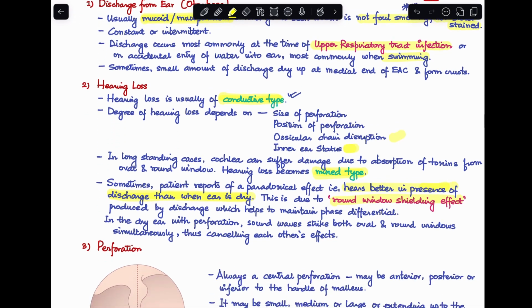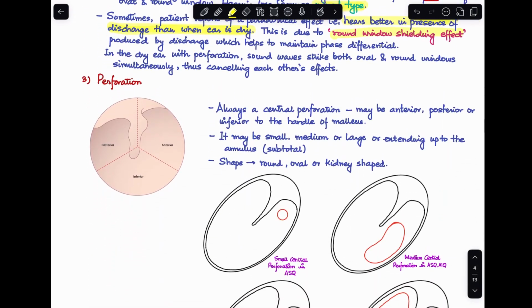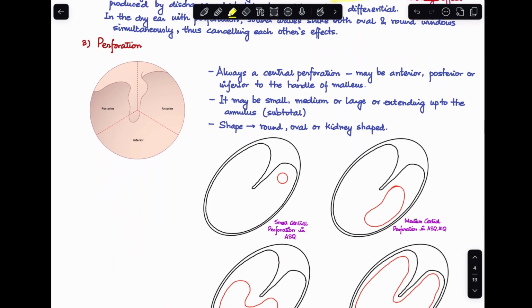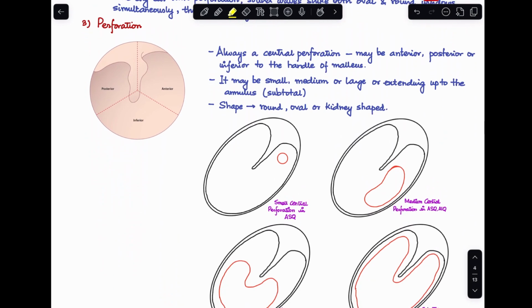Next is perforation. Now we have to understand what kind of perforations we can see. The perforation in this mucosal type is always a central perforation, and the position of it is either anterior, posterior or inferior to the handle of malleus. You see in the image over here, this is the handle of malleus. It will be either anterior, posterior or inferior to the handle of malleus.